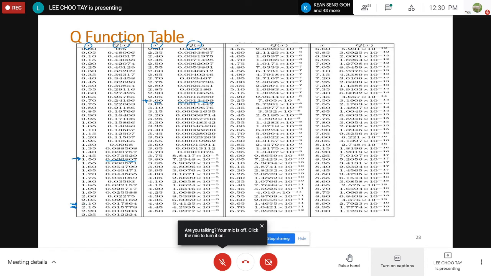Always use the lower one again, because if you use the upper one, you are over guaranteeing. So now our amplitude is 2.12. I'm going to use 2.10, and that gives me the probability of error of 0.017864.